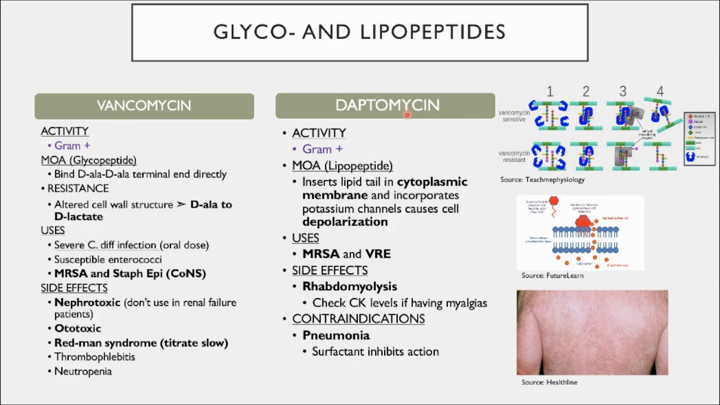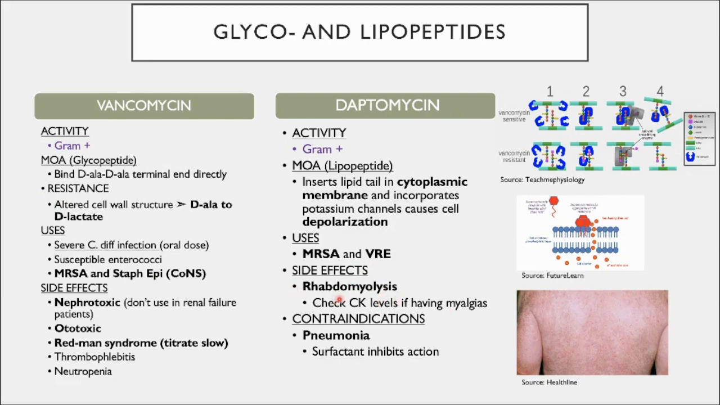Daptomycin, on the other hand, is a lipopeptide. It targets the inner membrane of the bacterium, and because of that, it can also target some of our membranes a little bit, which is why you get some rhabdomyolysis effect. Basically, you get this lipid tail that inserts into the membrane and creates a channel that allows ions to flow through and destabilize, and the cell dies. Daptomycin is great against MRSA, as well as the vancomycin-resistant enterococcus that I mentioned over here.